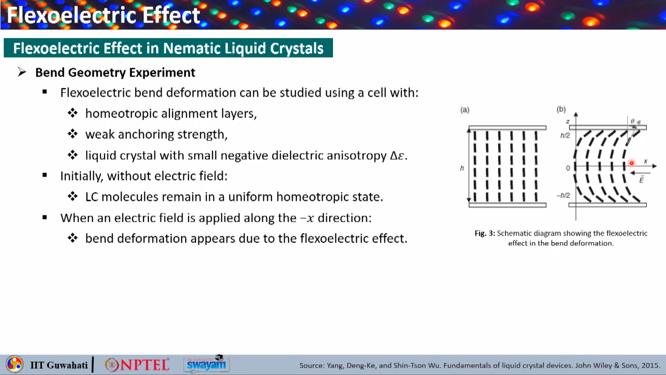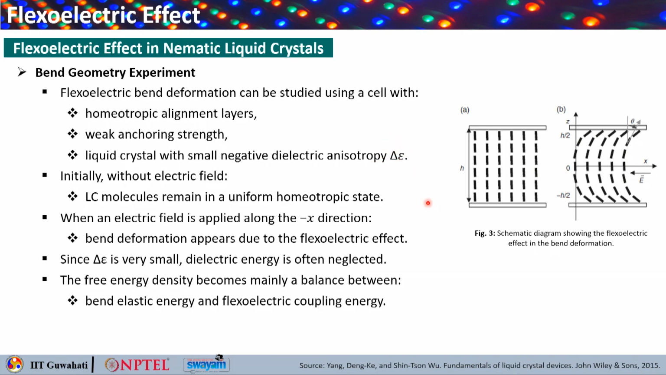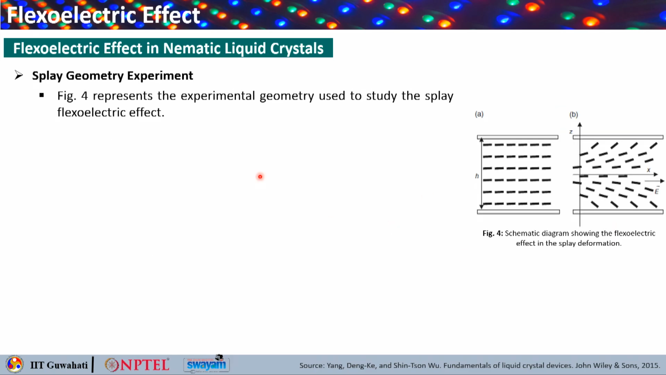Now what you see is that because of this electric field, a bend deformation appears, and that is coming from the flexoelectric effect. We already mentioned that we took a liquid crystal with small negative dielectric anisotropy delta epsilon. Since this delta epsilon is small, the dielectric energy can be neglected. So here the free energy density becomes mainly a balance between the bend elastic energy and the flexoelectric coupling energy. Now that is for bend.